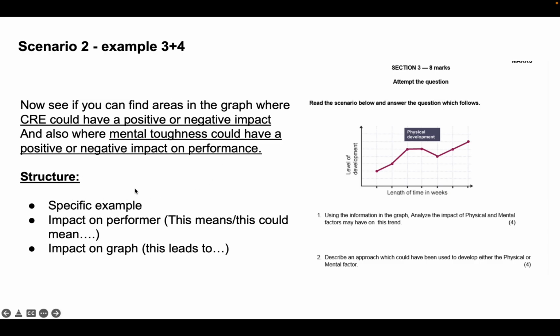Now what I would ask you to do is to go away and try and write about where CRE could have a positive or negative impact looking at this graph, and where mental toughness could have a positive or negative impact looking at this graph to allow us to access all 4 marks.